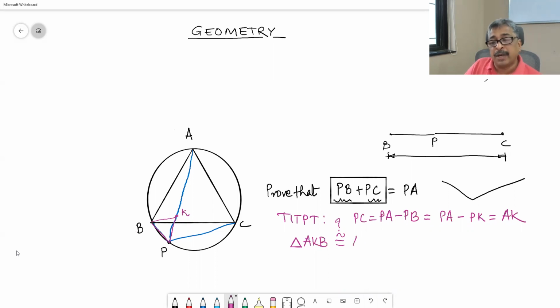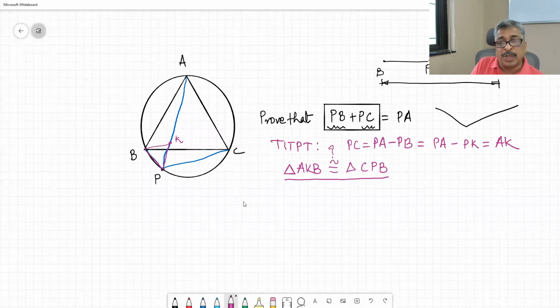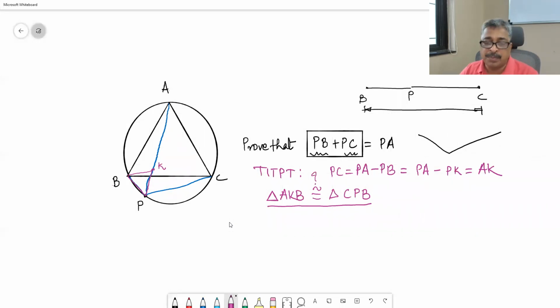I am demonstrating how the proof is not supposed to be written, but I am solving the problem. Writing the proof, you are good at it, and therefore I am not going to spend time on that. So we are supposed to show that triangle AKB is congruent to triangle CPB. Why? Because if PC and AK are supposed to be equal, then the triangles containing those two sides should be correspondingly congruent, and therefore I choose AKB and CPB. Correspondence is correct.